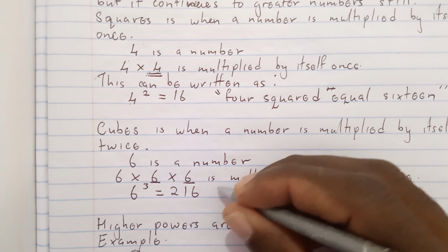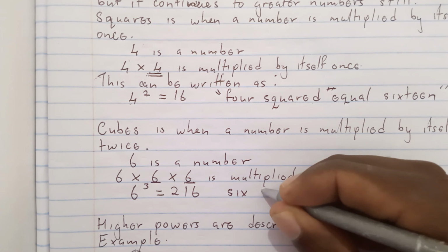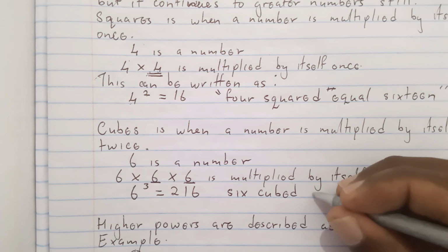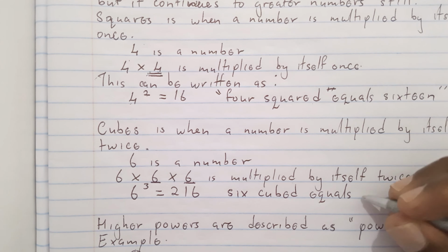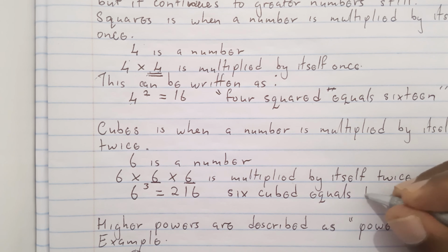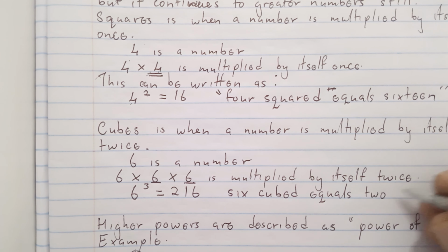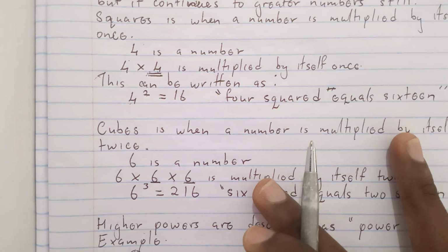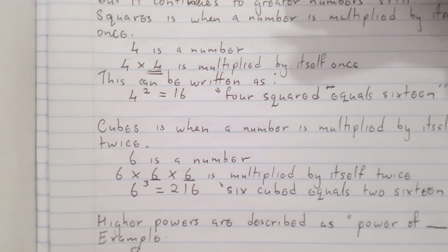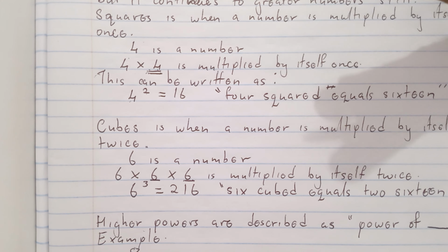Okay, so here we can say read as 6 cubed equals 216. Okay. So, again here we have cube, when a number is multiplied by itself twice. But that does not end there. We can also have higher powers.